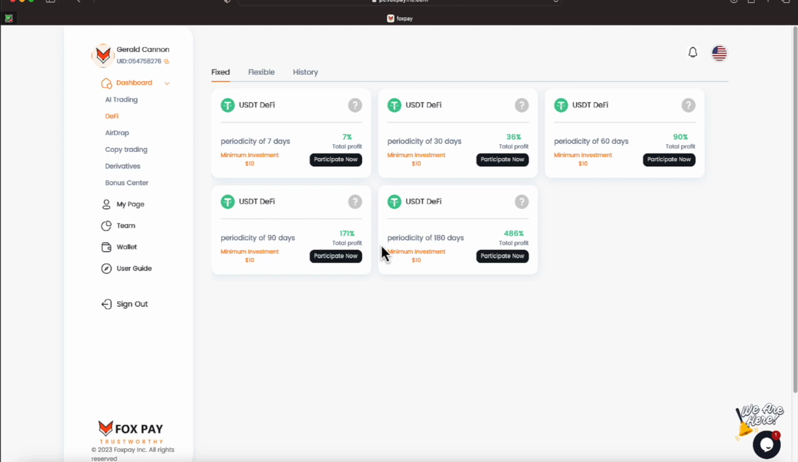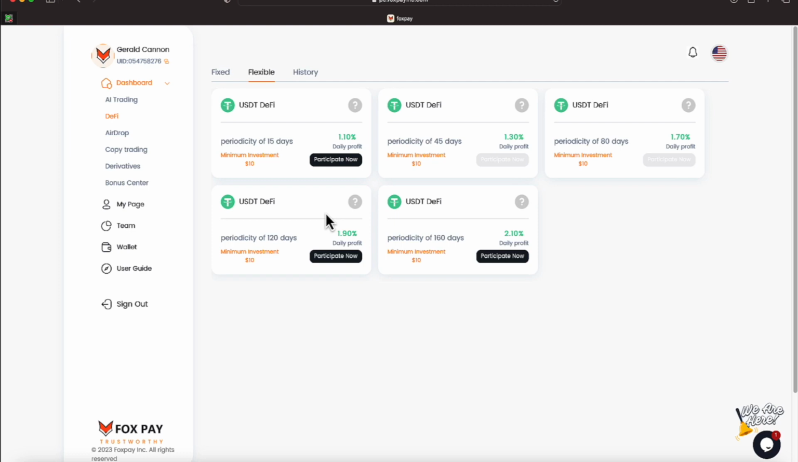And a 486% can be achieved for locking down for 180 days. On these investments for the fixed, your money and your profits are locked down for the time period that's specified after the word of. We go to flexible. Your profits are given to you daily. However, your money is locked down until the time period after the word of.